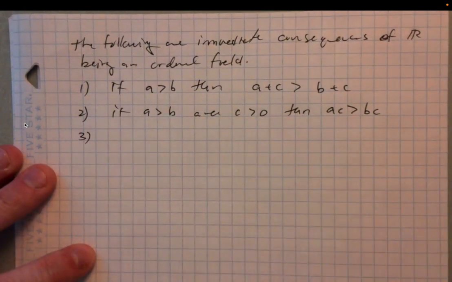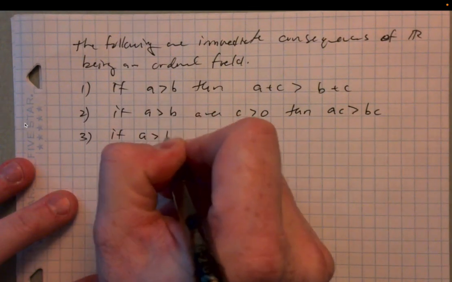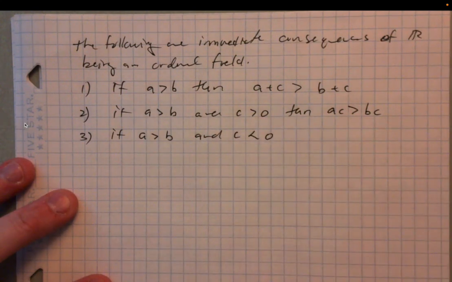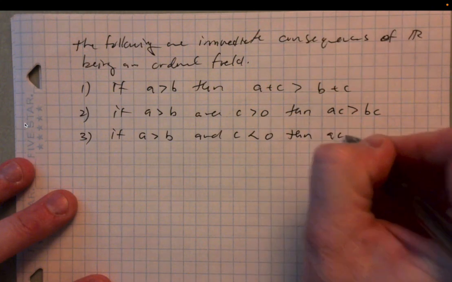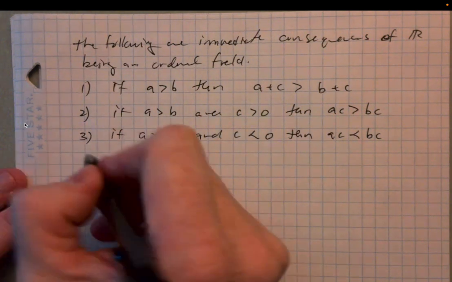Okay, so these are things that we take for granted. If you were in calculus, you would take this stuff for granted. But in real analysis, these all have to be established in a rigorous way. They all have to be based on something. Now, similar to 2 is if A is greater than B and C is less than 0, then AC is actually less than BC. And again, this could be proven based solely on the field axioms from the beginning and the order properties.